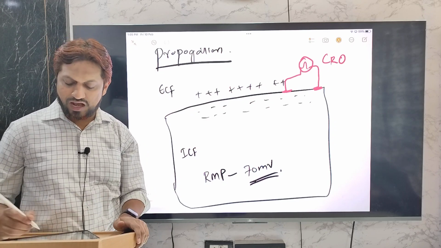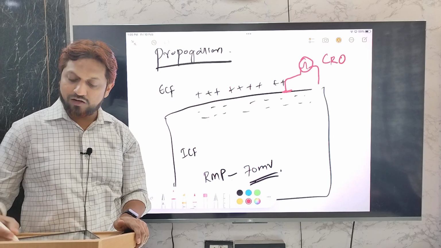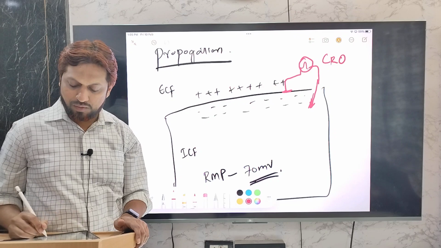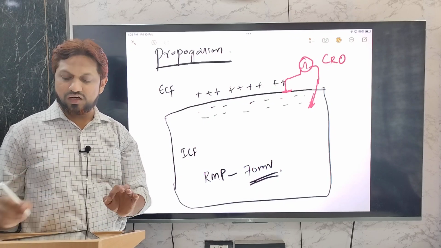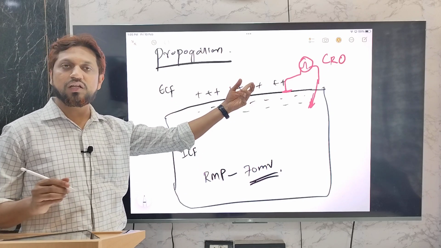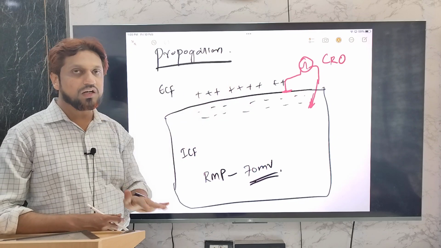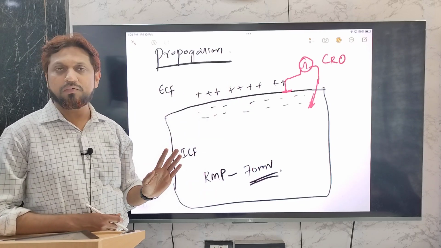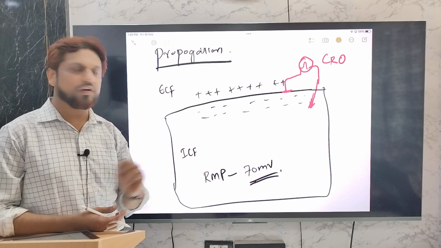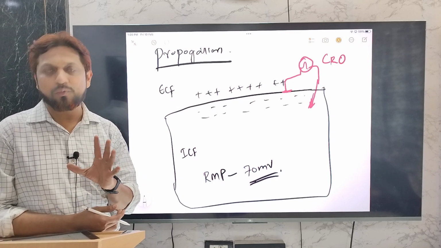But on the other hand, if we insert one of the electrodes inside the cell and record the membrane potential at the resting condition, then the interior of the cell is negative with respect to the exterior. That is called the resting membrane potential, the membrane potential at the resting condition. For the neuron it is minus 70 millivolt, for skeletal muscles it is minus 90 millivolt. For different tissues or different cells, the resting membrane potential varies.